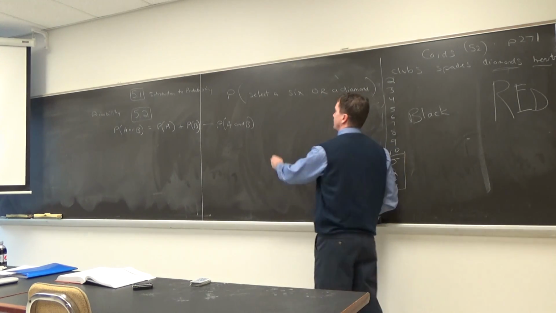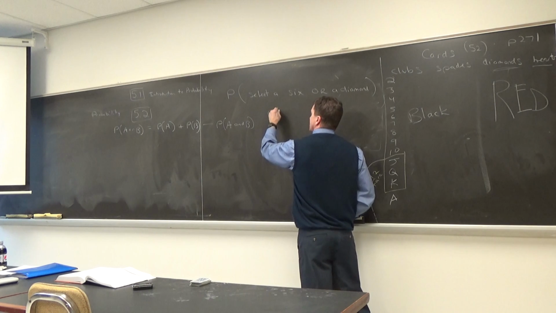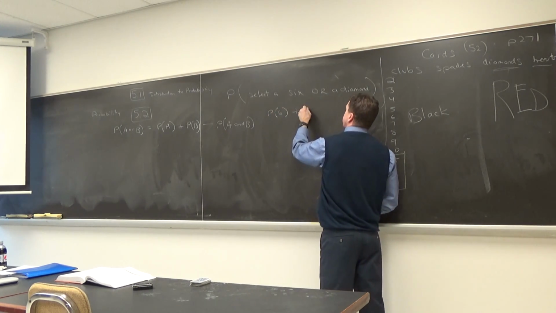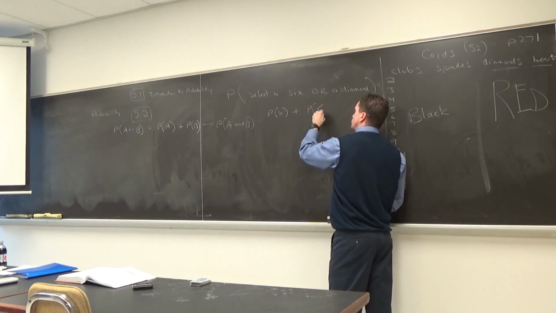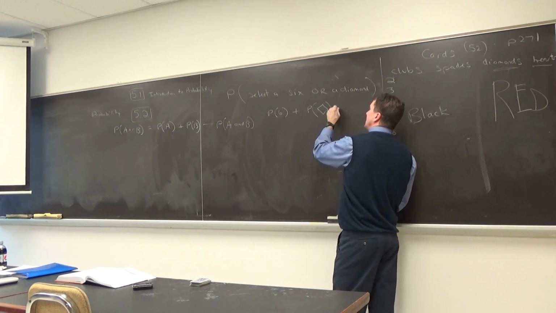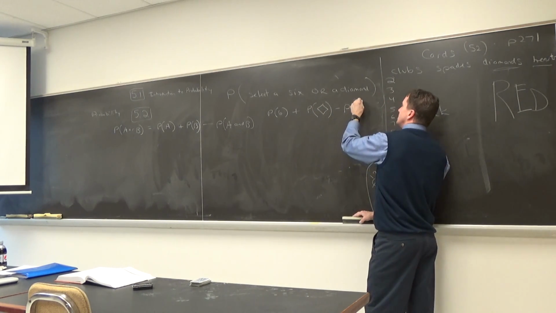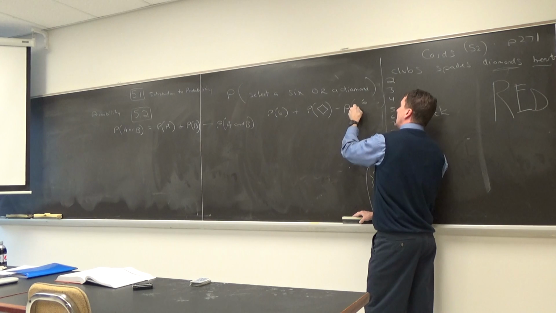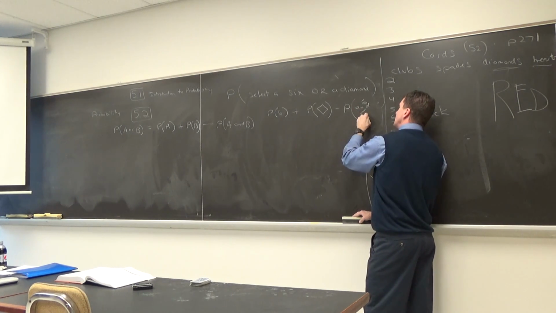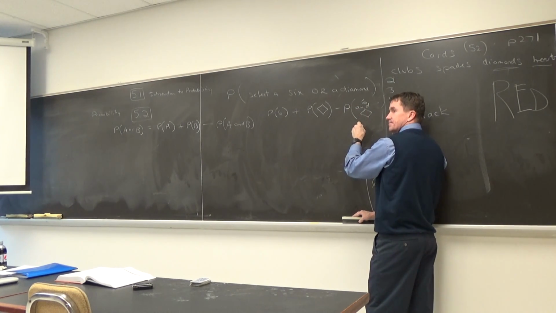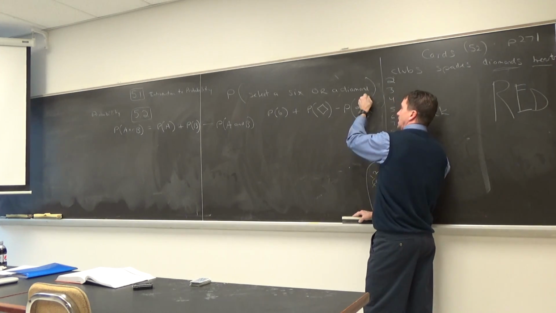So let me start out. I'm going to have to do the probability of the 6 plus the probability of it being a diamond. Here, we can just draw a diamond. Minus the probability it's a 6 and a diamond at the same time, when I pull out that one card.